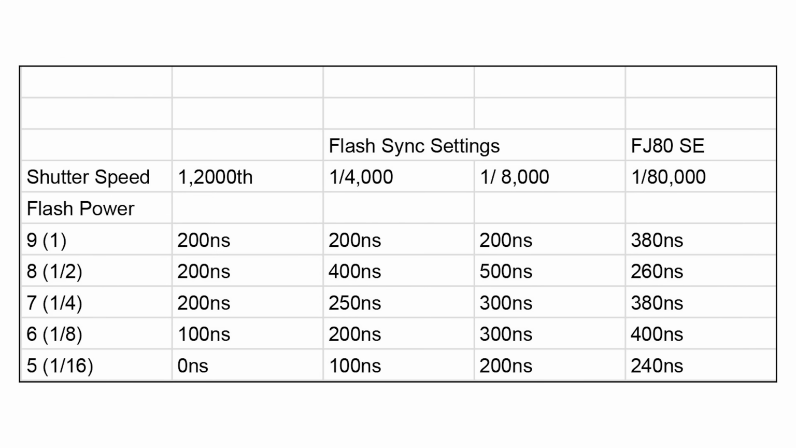For me, that's probably going to be setting the flash to 1/4 power and shooting at 1/4000th of a second, 1/8000th of a second. And then for those really crazy situations where I want to overpower the sun and make it look dark outside, I also want to know those settings at 1/80,000th of a second.